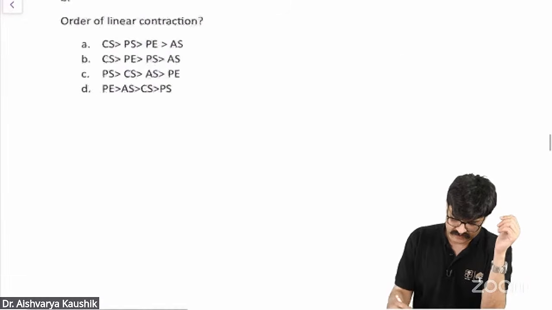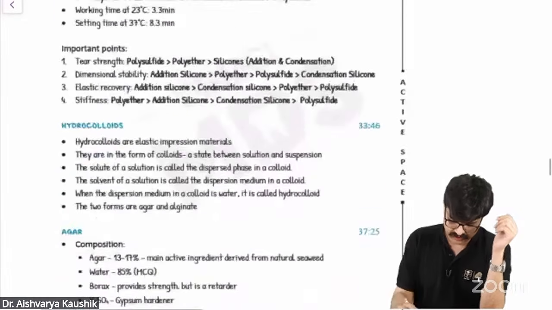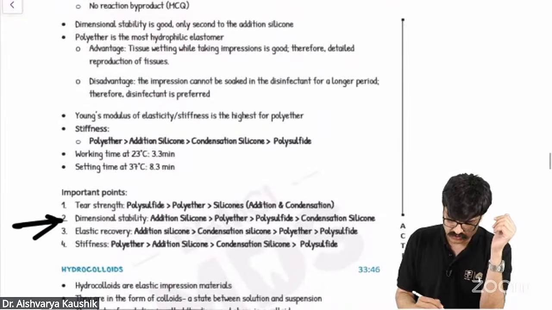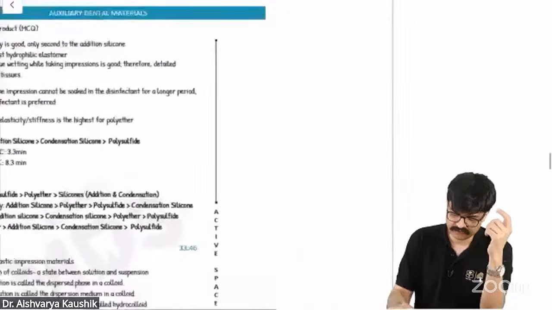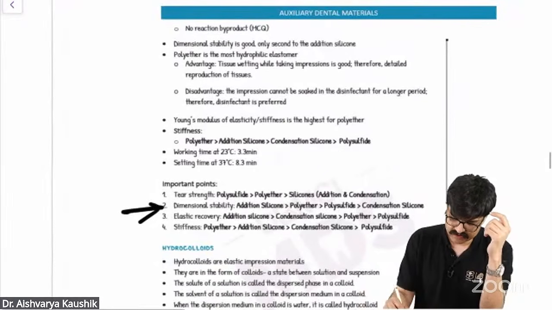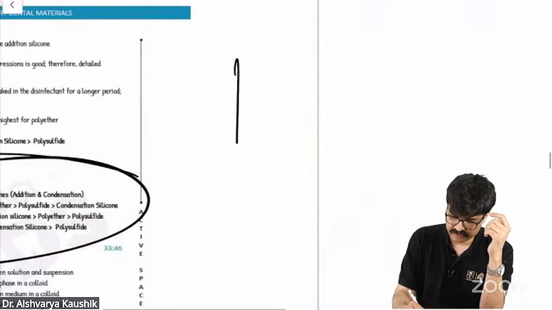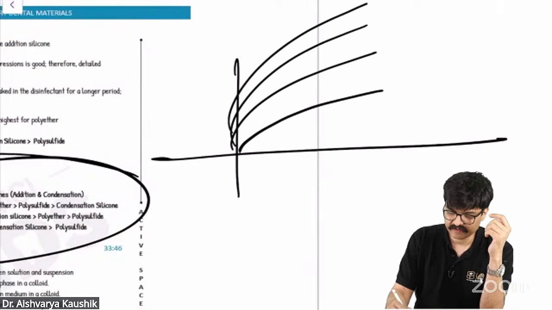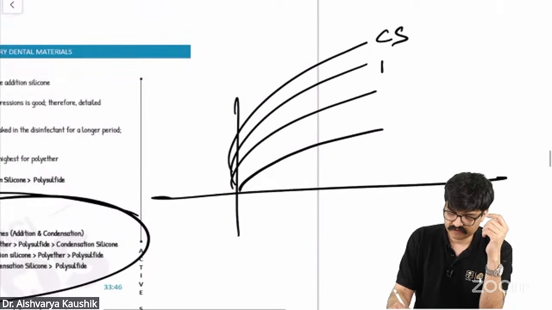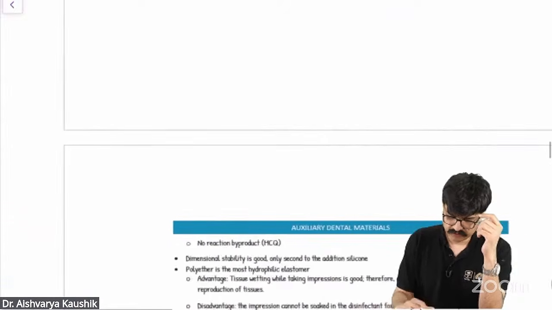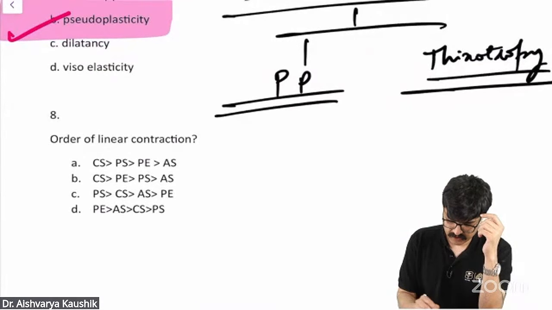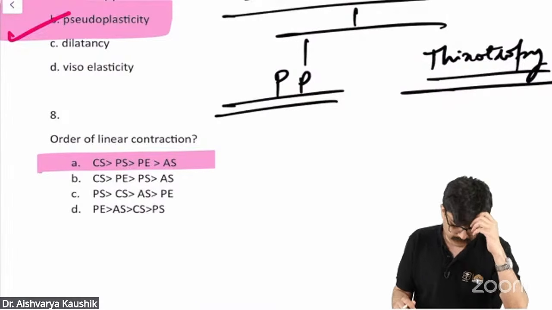So many times that's straight from our notes. You see here dimensional stability, or the order of linear contraction. So many times we've told you this is straight from the notes, guys. And also in our lectures, we keep making this graph. So the highest is for what? Condensation silicone, polysulfide, polyether, addition silicone, right? So what is the answer, guys? Answer is A, condensation silicone highest, then polysulfide, polyether, addition silicone.